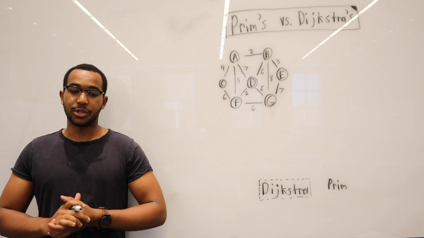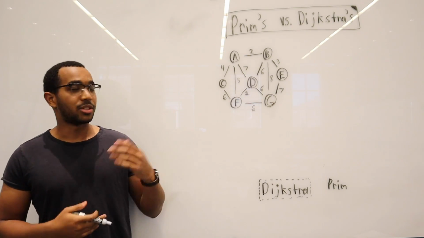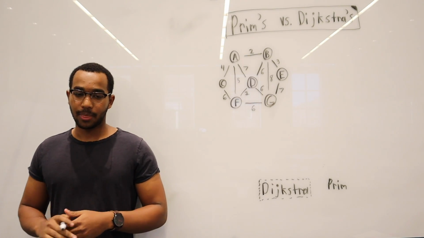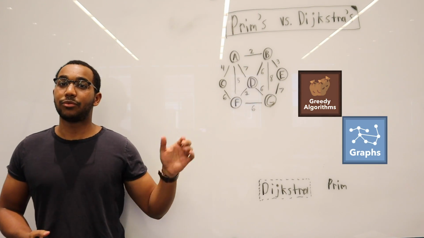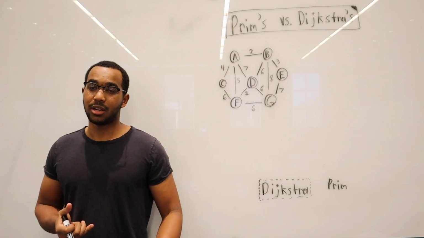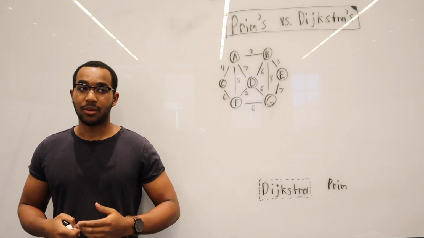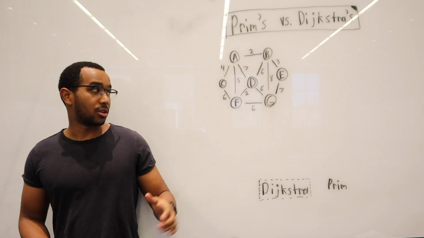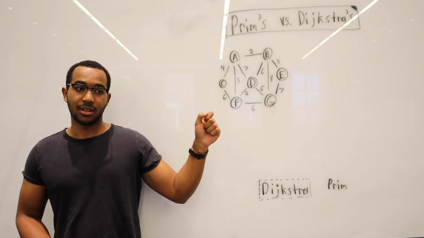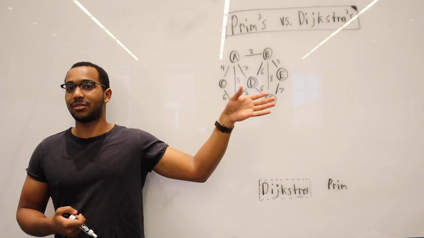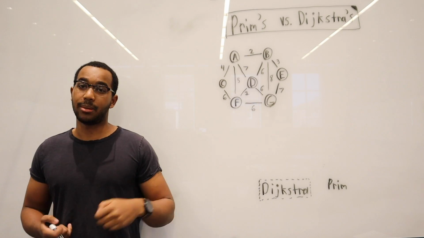In this video, we're going to be drawing a distinction between Dijkstra's algorithm and Prim's algorithm. So these are both greedy algorithms that operate on graphs. Prim's algorithm tries to find the minimum spanning tree in a graph, and Dijkstra's algorithm finds the shortest path tree. So given a start node, we're going to find the shortest path to every single vertex, and we're going to keep upper bounds of paths and continuously try to improve them.